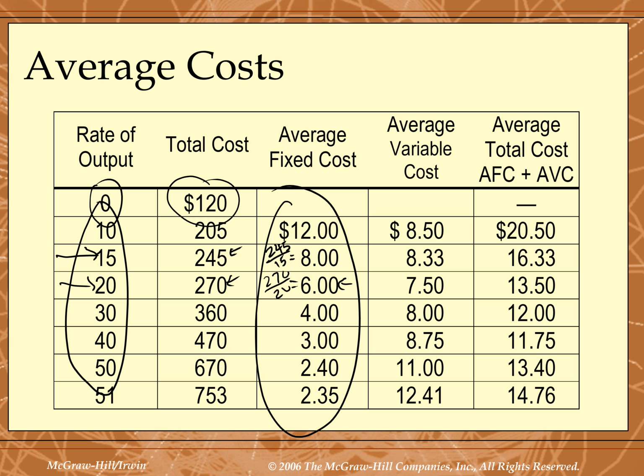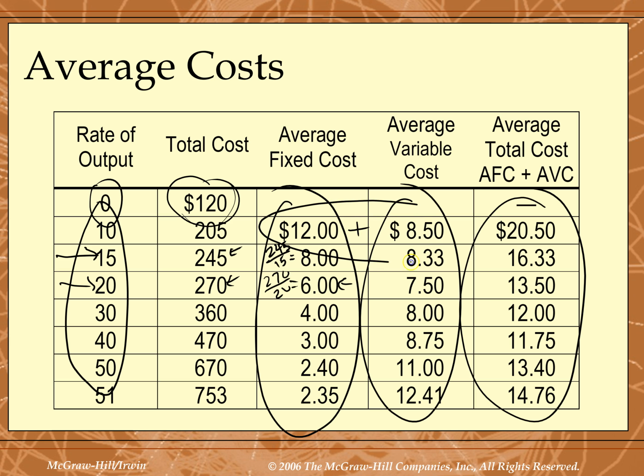Well, once you take your fixed costs and you subtract it from your total cost, you can figure out your variable cost. You take your variable cost, divide that by Q, and you can get your average variable cost. Now, you can figure out your average total cost by adding these two numbers together, or you could take your total cost and divide it by Q.